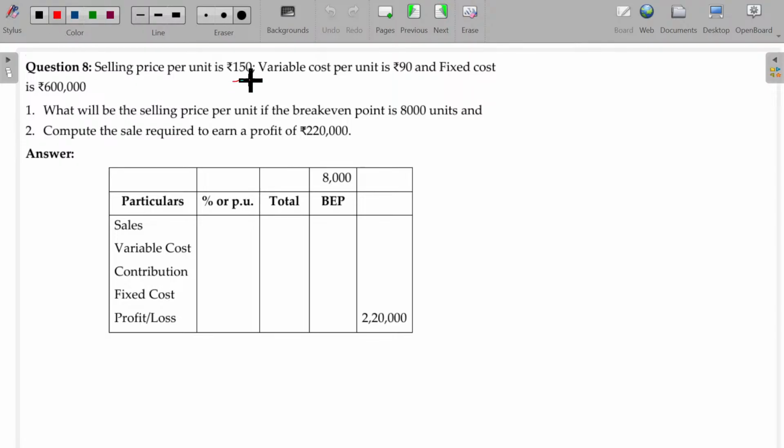Selling price per unit being 150, variable cost per unit being 90, automatically contribution is 60. We have completed the per unit column. Fixed cost is 6 lakhs. Put that value in the total, as well as that will be applicable for the BEP also, 6 lakhs.